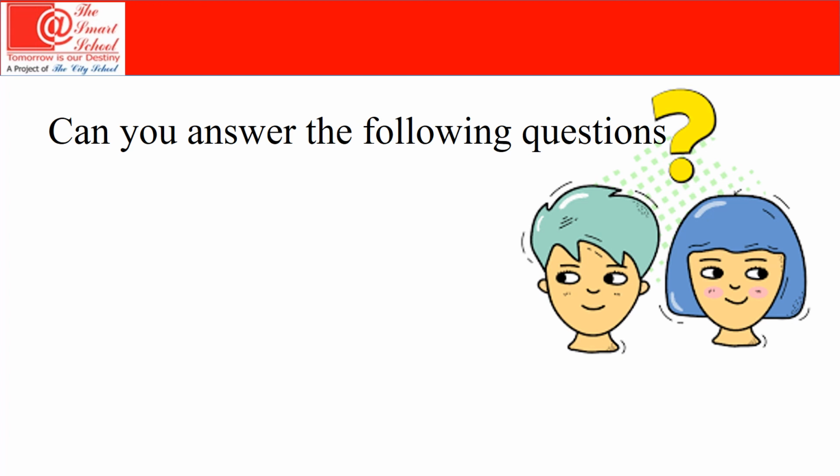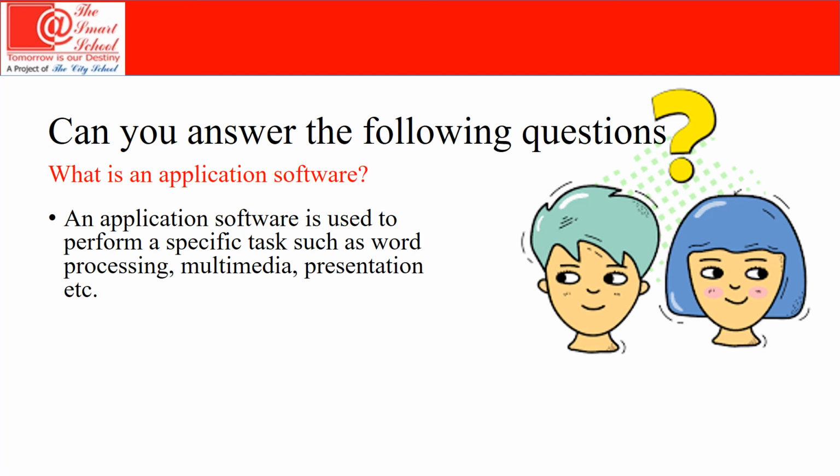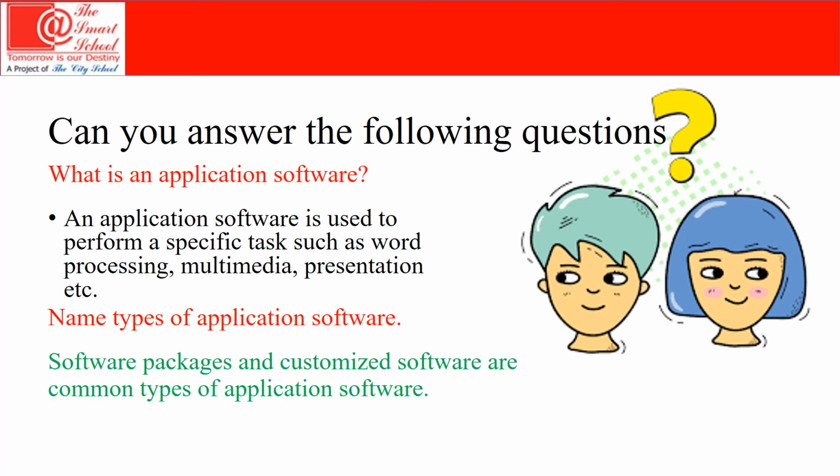Now let's see what we can do after watching this video lesson. Can you answer the following questions? You can match your answers with the answers given in this video. What is application software? An application software is used to perform a specific task such as word processing, multimedia presentation, etc. Name types of application software. Software packages and customized software are common types of application software.